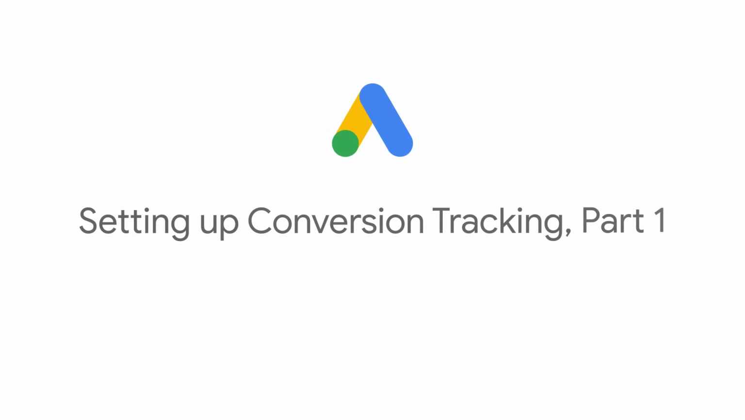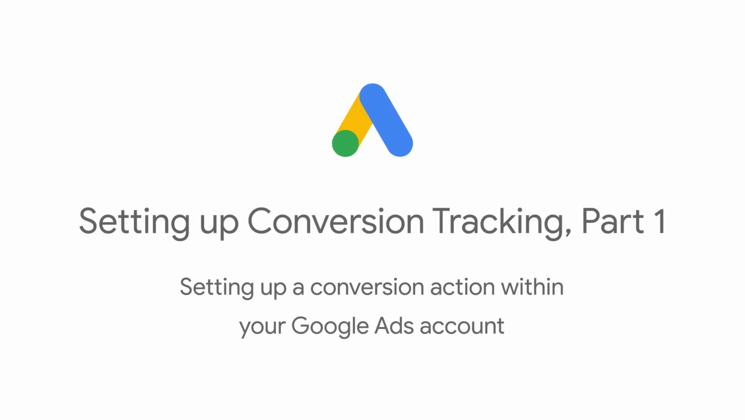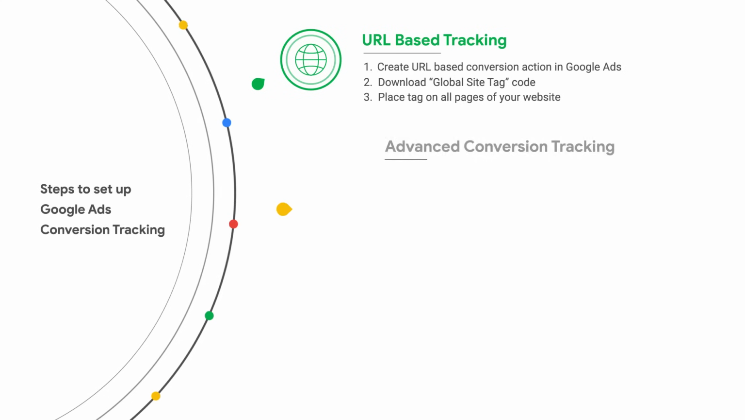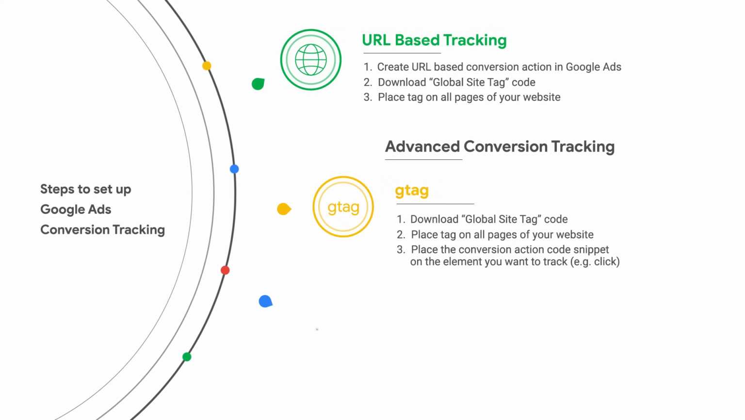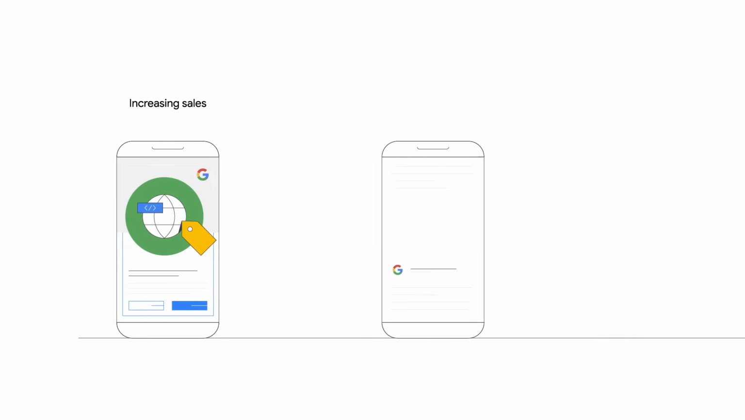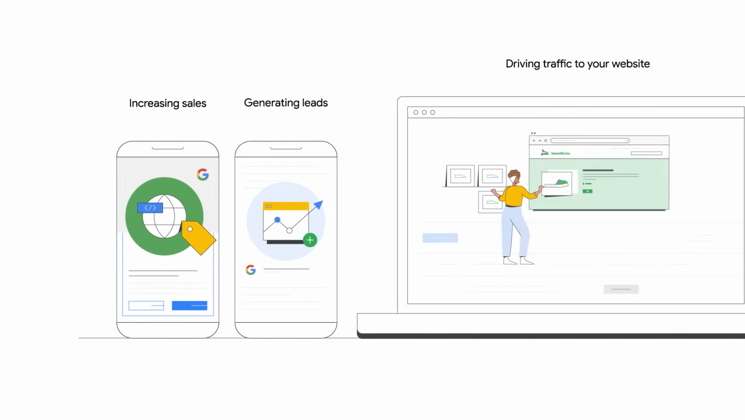In this video, we are going to show you how to set up conversion tracking within your Google Ads account. Setting conversion tracking helps to measure how well your ads are performing by measuring conversion-relevant actions users take on your website. This information can help you optimize your campaigns to achieve your overall advertising goals, such as increasing sales, generating leads, or driving traffic to your website.